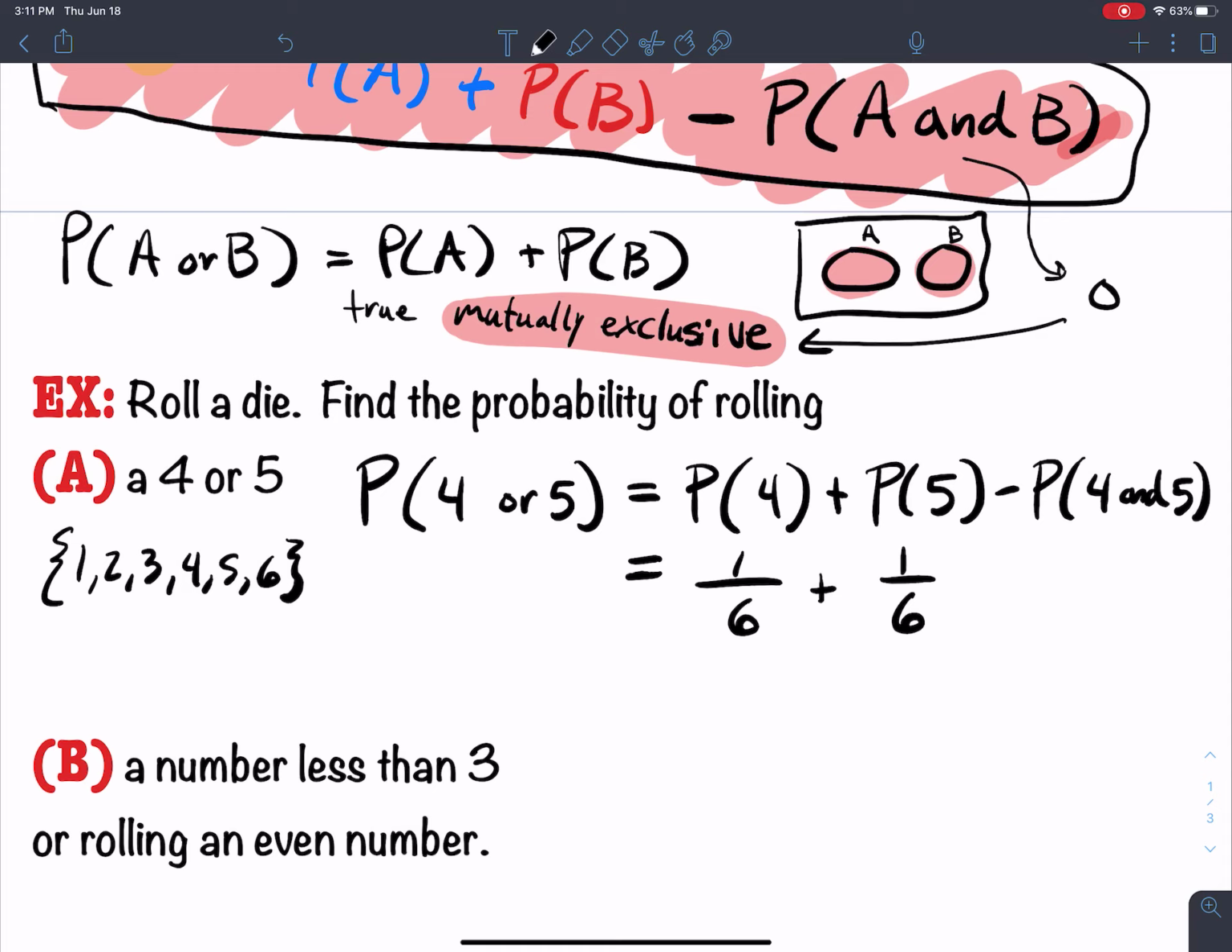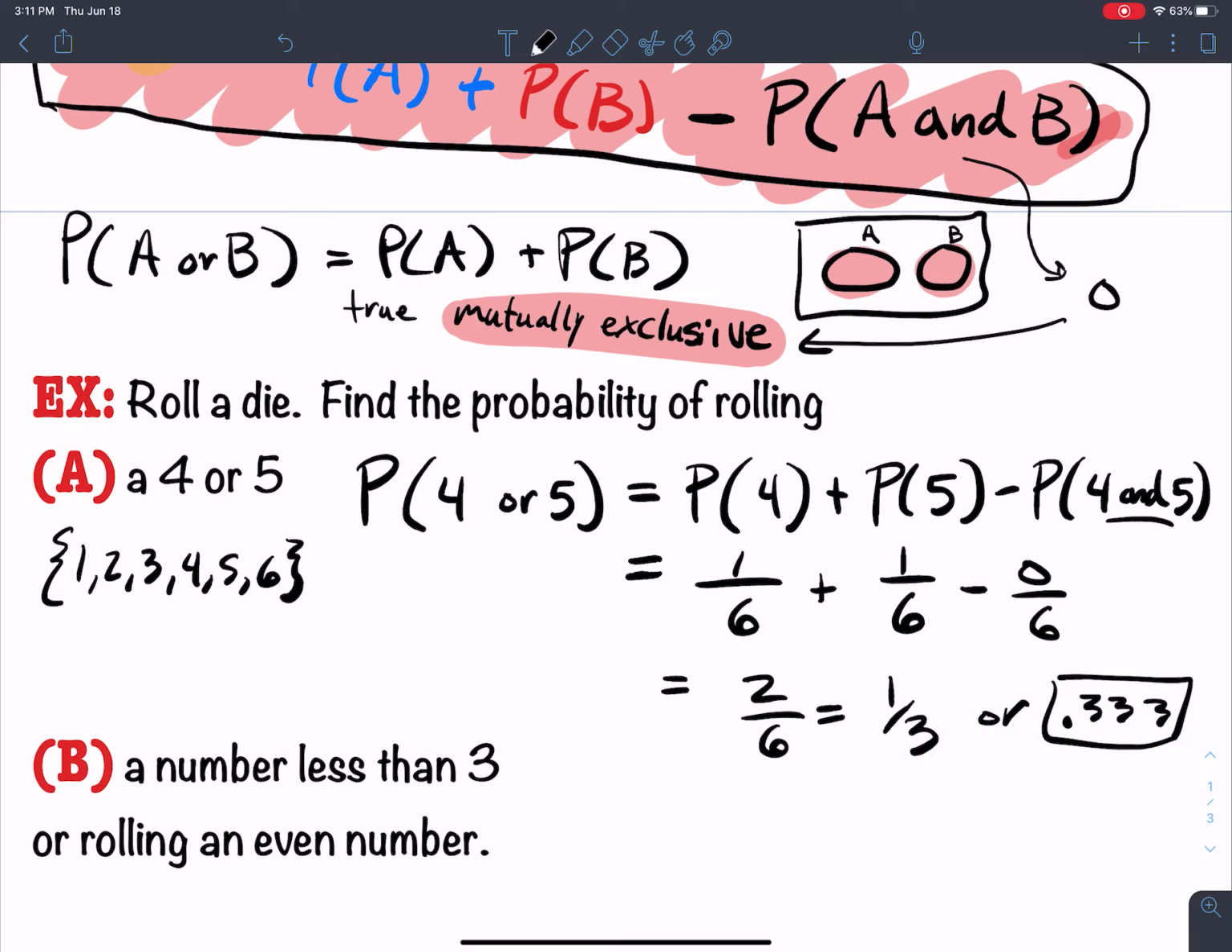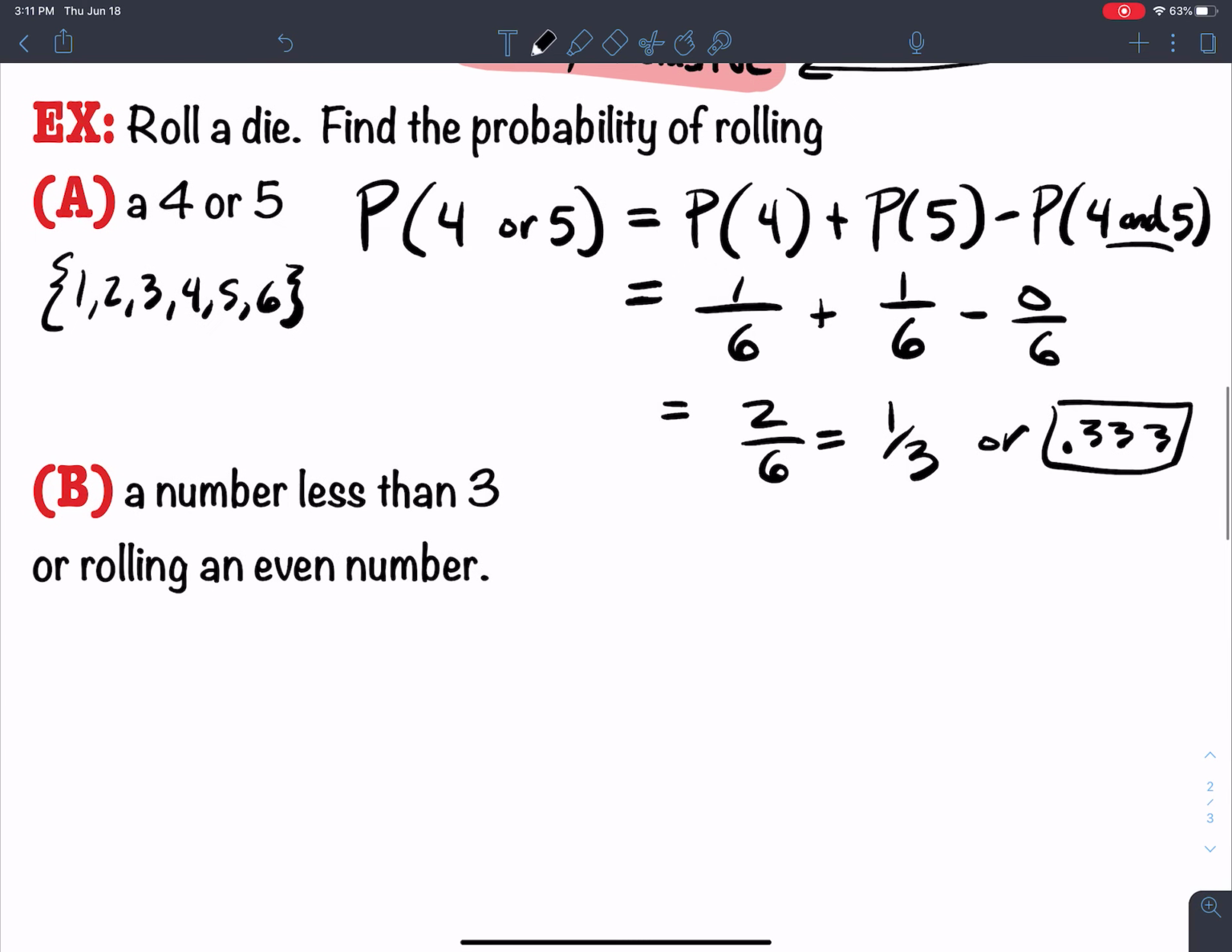Now, what's the probability of rolling a 4 and a 5 at the same time? Those are mutually exclusive events. I can't roll a 4 and a 5 at the same time, so there's no chance that I can do that. So my answer here is 2 out of 6, which is 1/3, or 0.333 if you go to 3 decimals. Okay? Now, the second question is a number that's less than 3 or an even number.